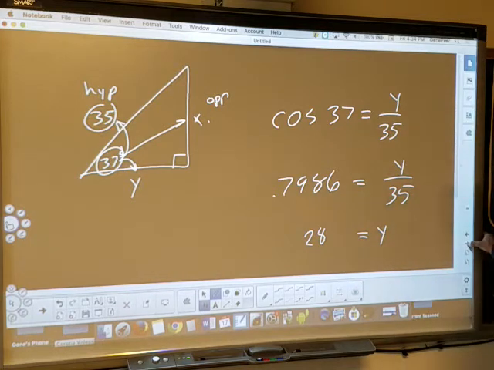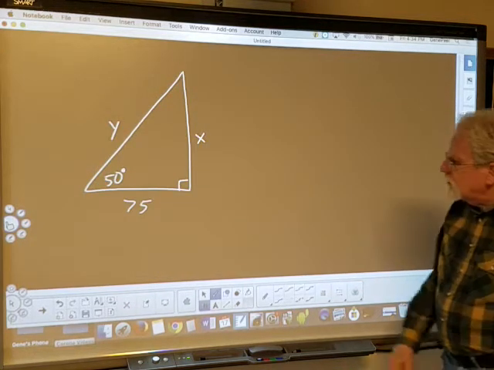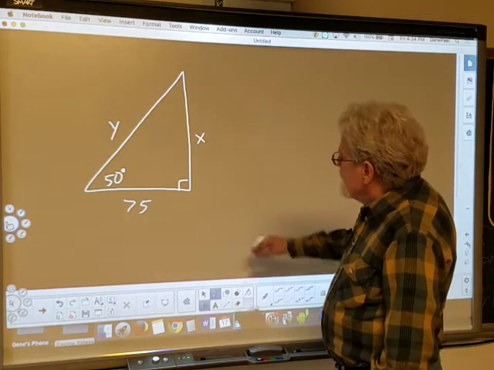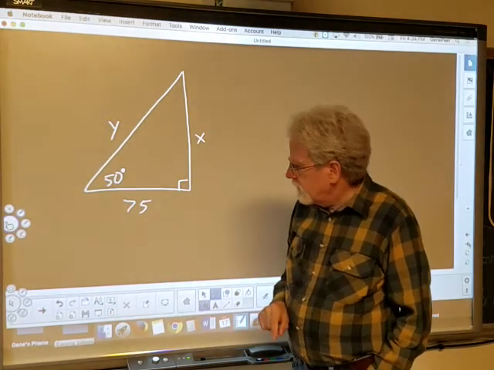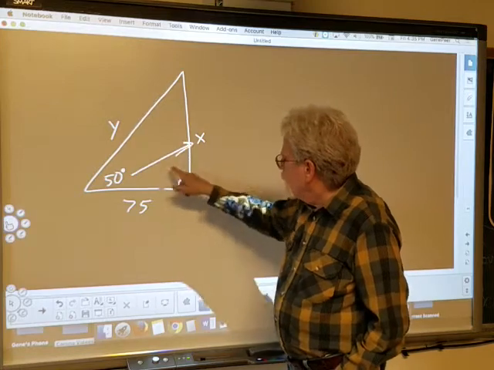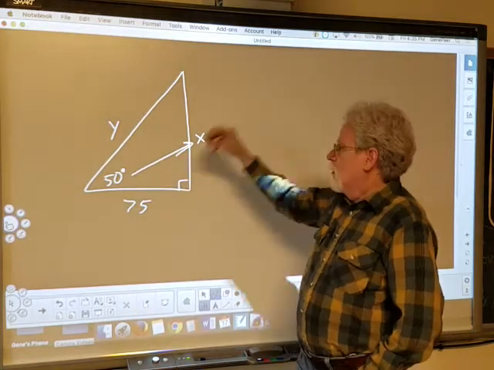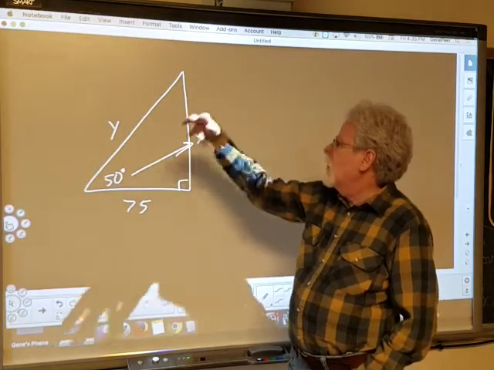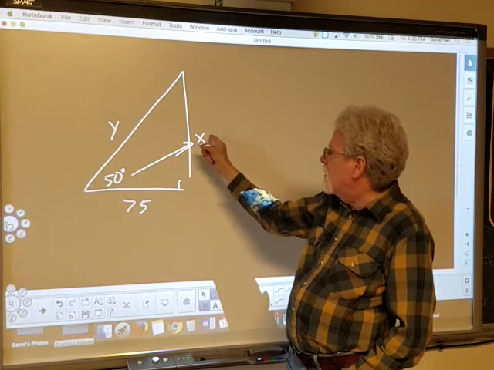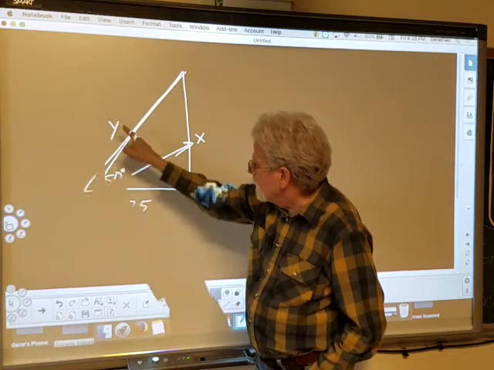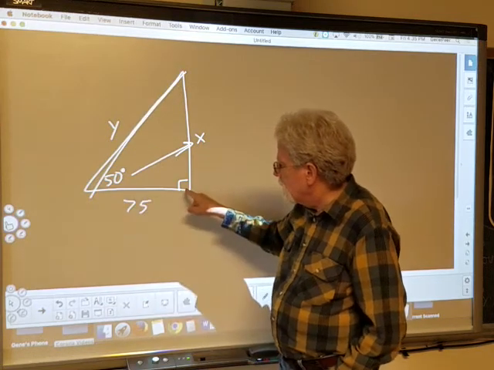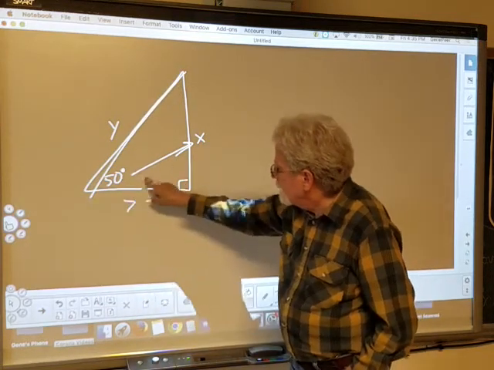We move on to my next example. Is this going to be my last example? I don't know, maybe. All right, here's my angle. Let's do x first. x is the what side? All the way on the opposite side. Yep, x is the opposite. What's this one called? Not the hypotenuse. That's the hypotenuse. This is the adjacent.